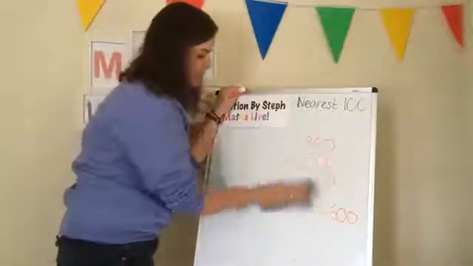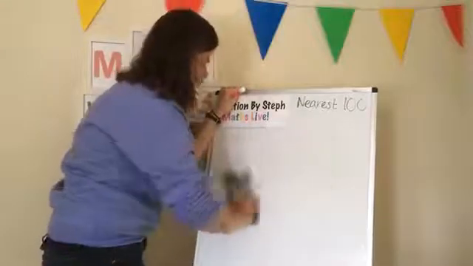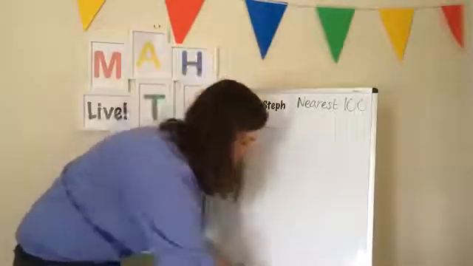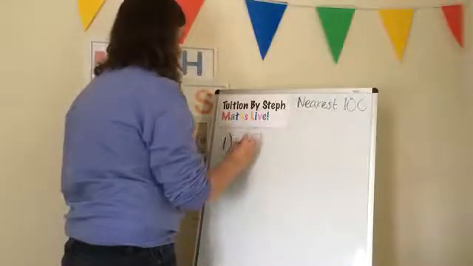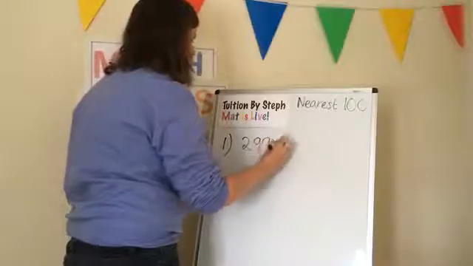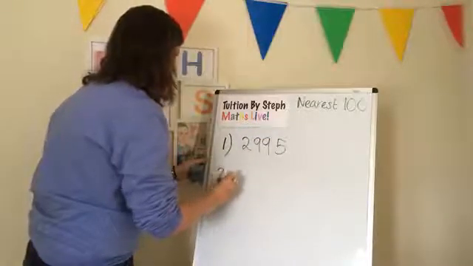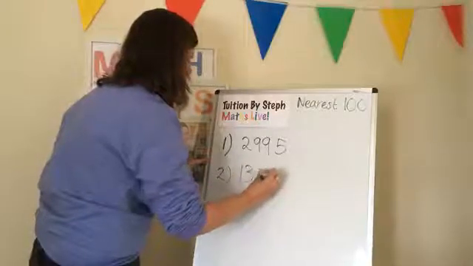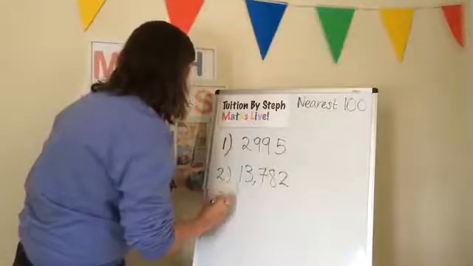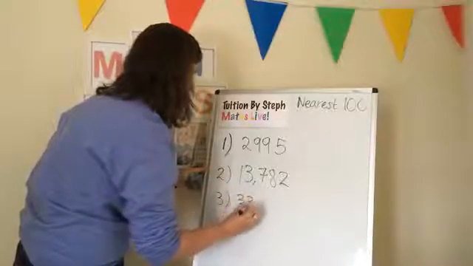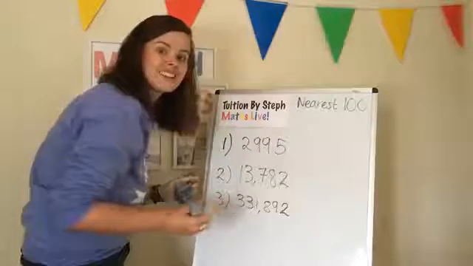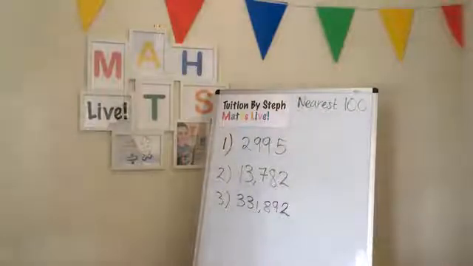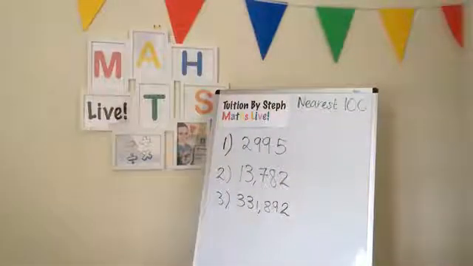Right, challenge question time. Okay. I'll do 3 questions at a time. Question 1. What is 2,995 to the nearest 100? What is 13,782 to the nearest 100? And number 3, what is 331,892 to the nearest 100? Give those a go. Same technique. Same method.